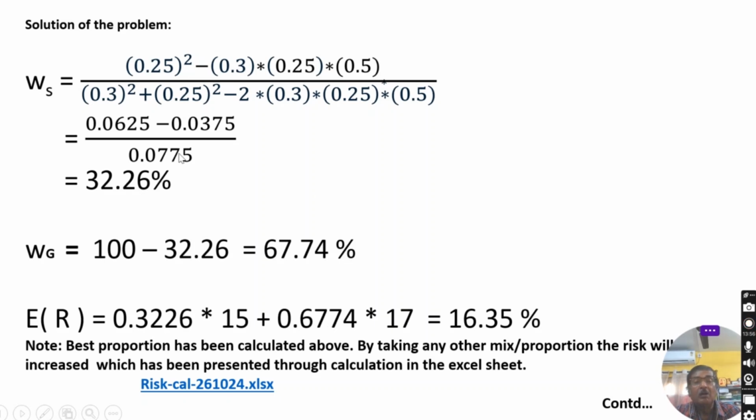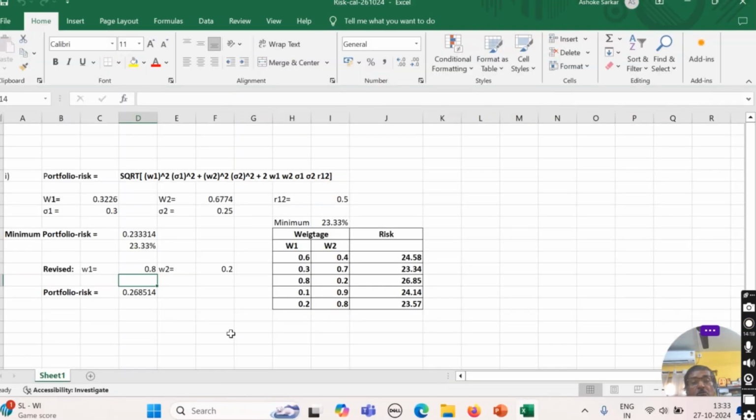Now I am going to show you the detailed calculation through an Excel sheet, where I will show that if you change the mix, then your risk will be more. Whatever the mix other than this, the risk will be more. That I will show through the Excel sheet calculation. Now I am going to show you the Excel sheet. This is the calculation sheet.